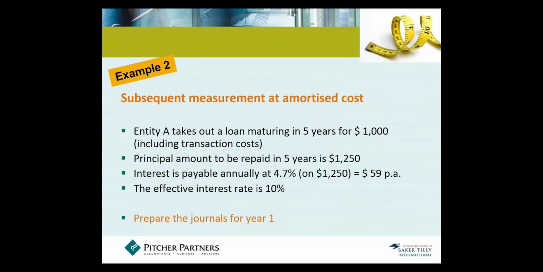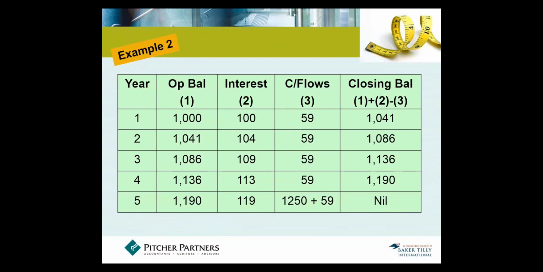So you're going to say day 1 is a cash inflow of 1,000. At the end of year 1, there's an outflow of 59. End of year 2, outflow 59. End of year 3, outflow 59. End of year 4, outflow 59. End of year 5, outflow of 1,309. So you have to work out the net cash flow at each date, put it in Excel, and determine your effective interest rate, which is 10% for this example. You can go and check it.